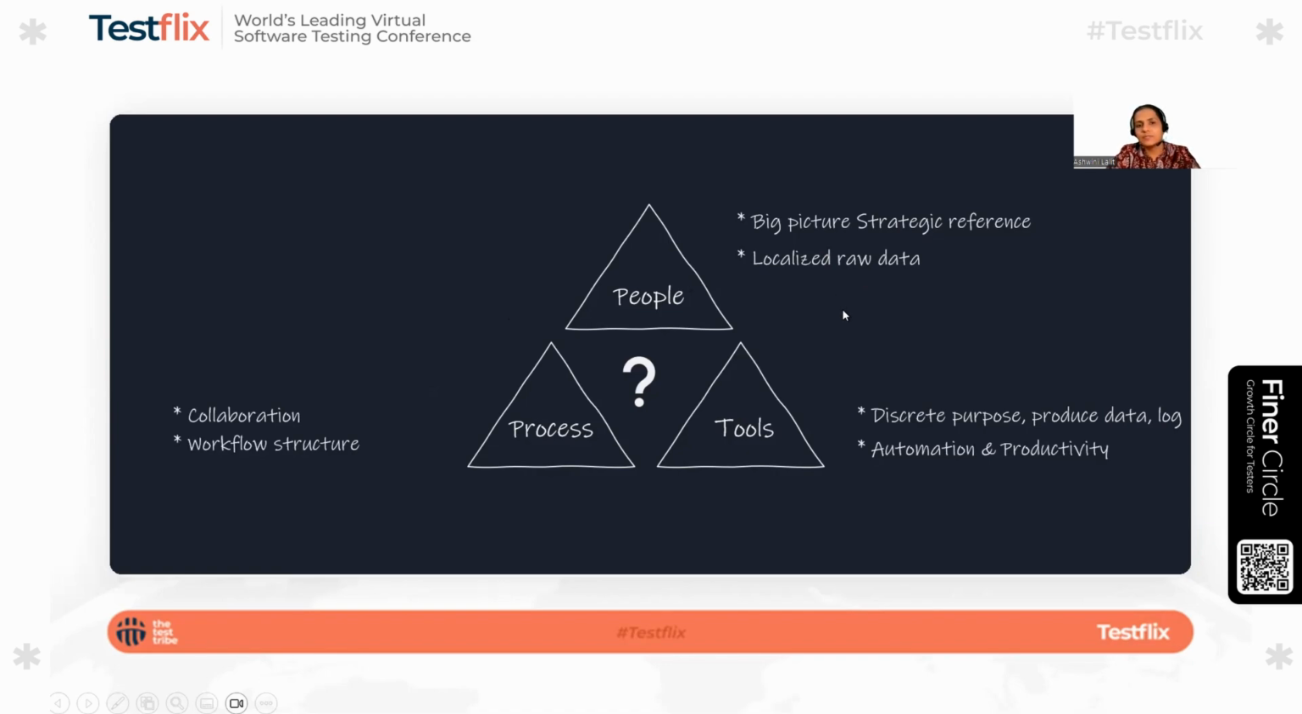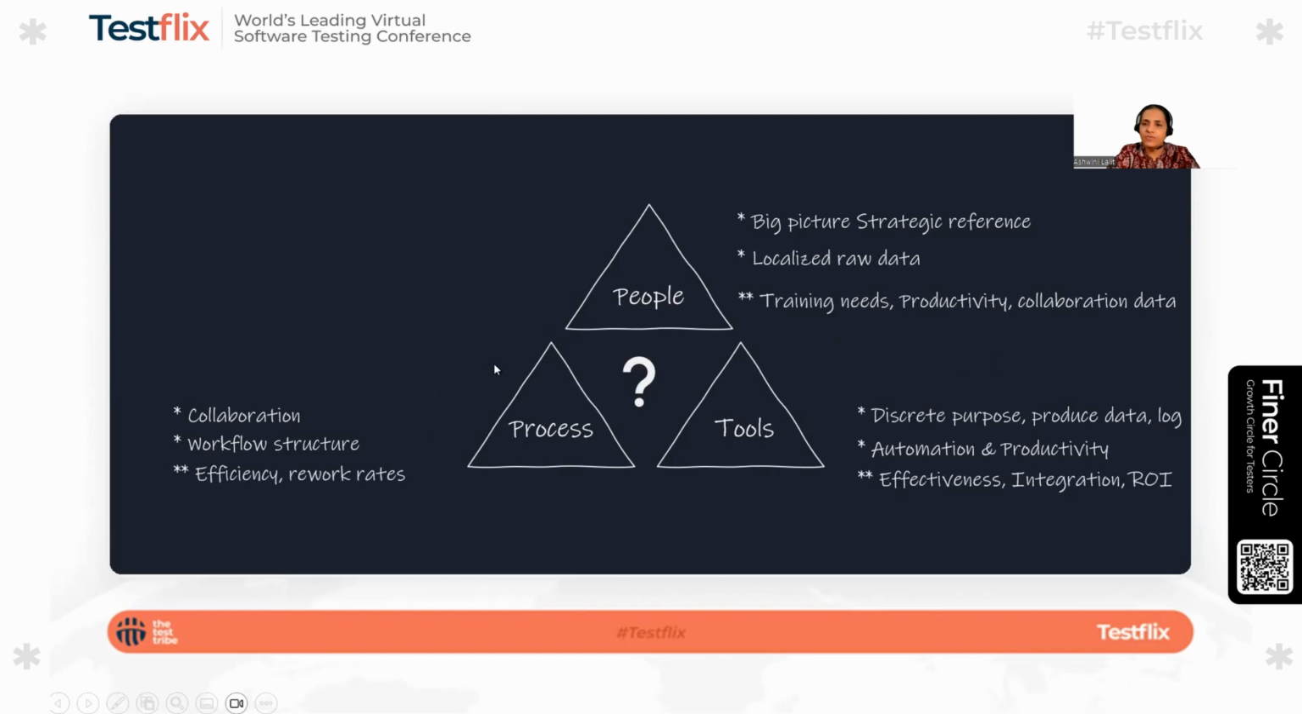Process helps us give structure to the work. They also help us understand inter-team dependencies. Tools provide a mechanism for automation and productivity. We need data so that we can assess training needs, improve productivity and collaboration, understand effectiveness and utilization of tools, and look into pockets of inefficiencies in our workflows and reduce rework rates.